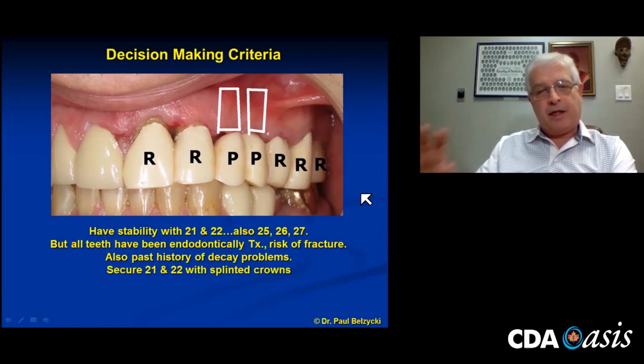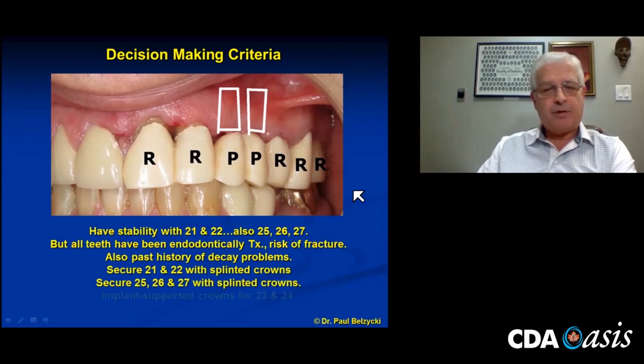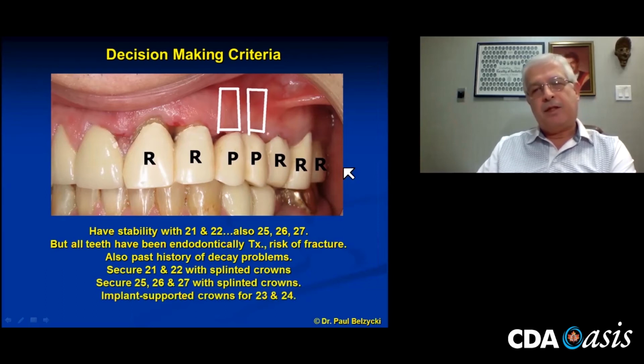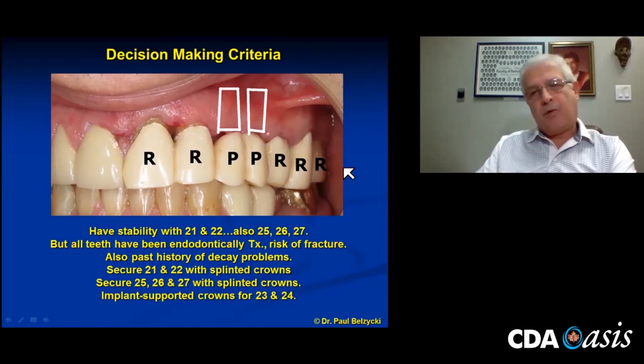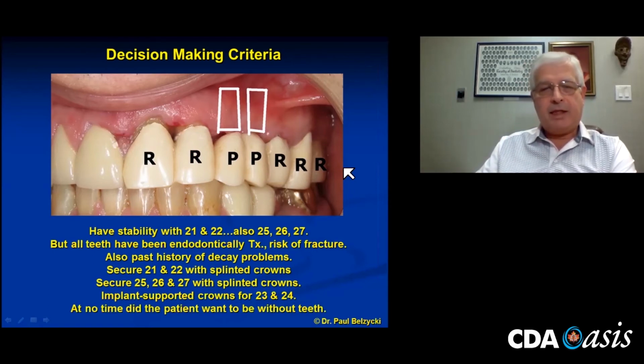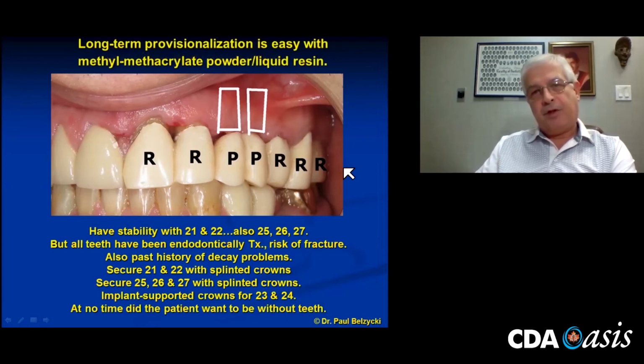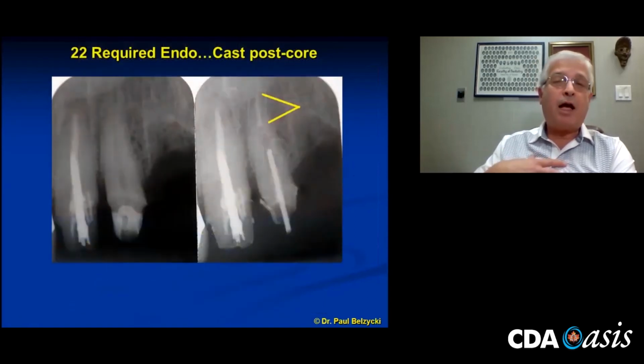So I thought, let's secure the two front teeth, we'll secure the back three teeth with some crowns, and then we'll place two implants in this area. That way, there's not this interrelationship throughout the entire quadrant. And he thought that was a reasonable idea. But he said, look, Paul, I know about these implants. They take forever. At no time do I want to be without teeth. And I said, you won't be a day without teeth, because with methyl methacrylate provisionalization, it's easy to add and subtract as required. So that's why I use that material.